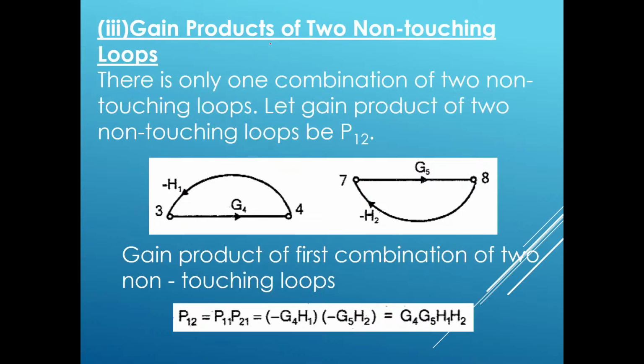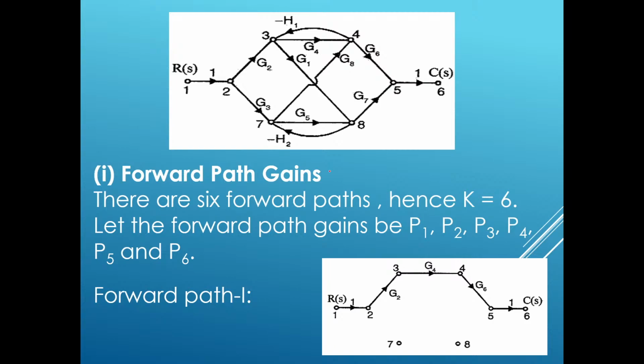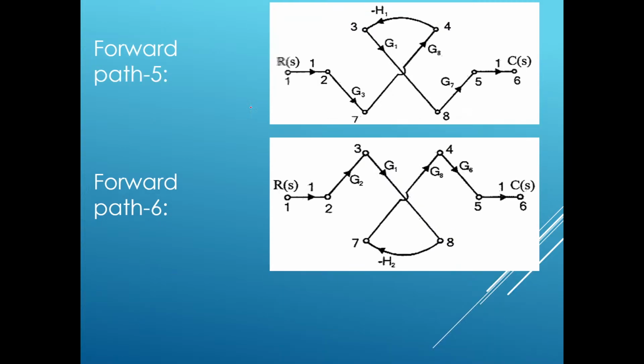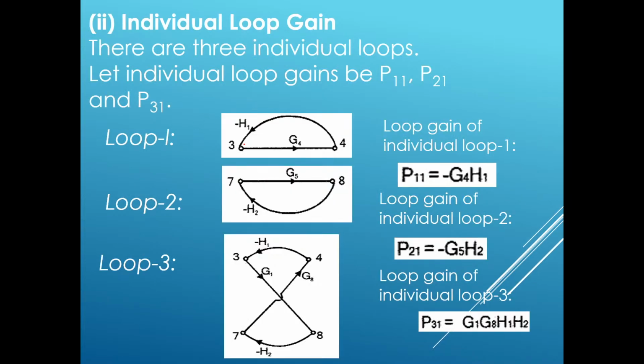Now next, gain product of two non-touching loops. So let us see how many pairs of non-touching loops are there here. Total 3 loops were there, and you can identify the non-touching loops from here itself. You just see loop 1 and loop 2, is there any common node between loop 1 and loop 2? No. So this is one pair of non-touching loops.